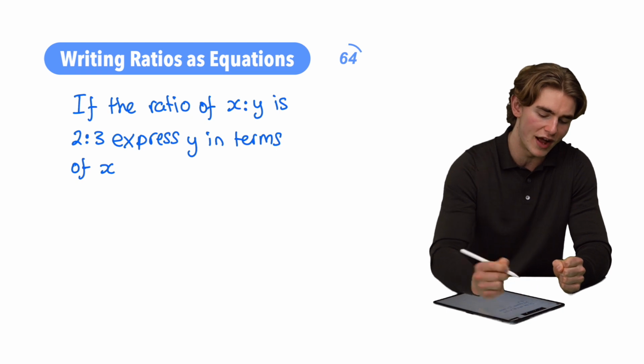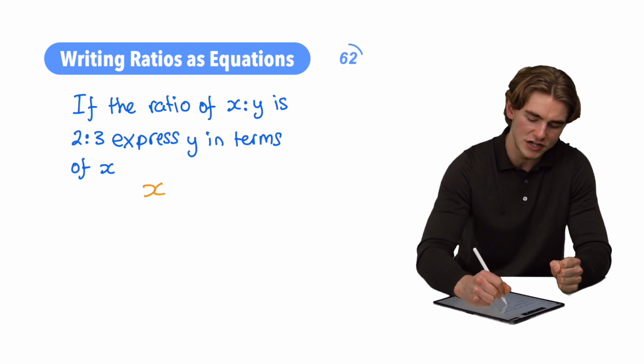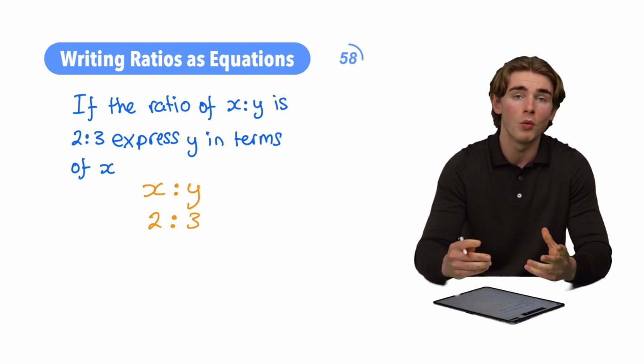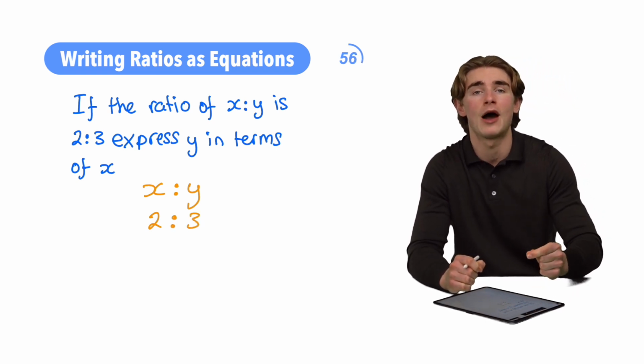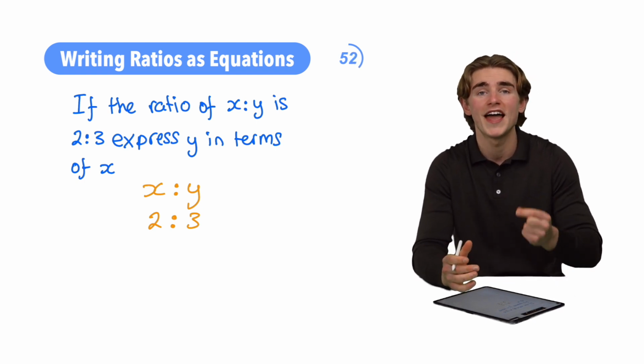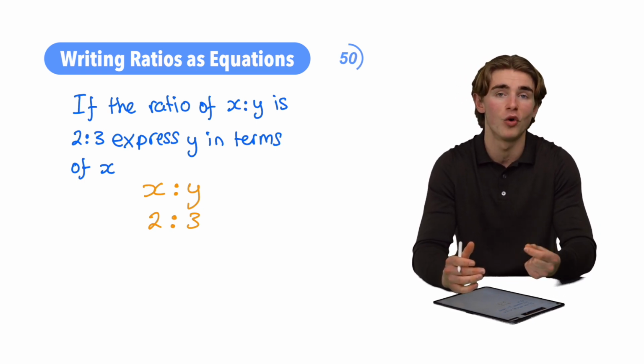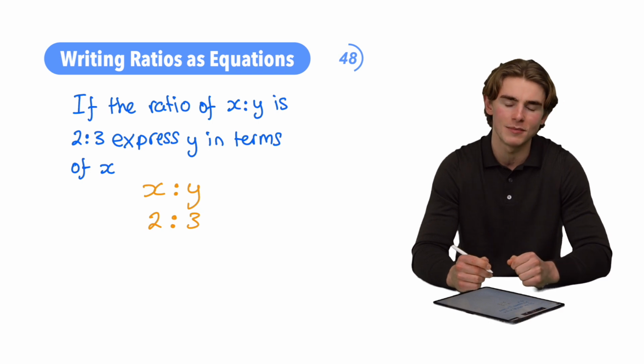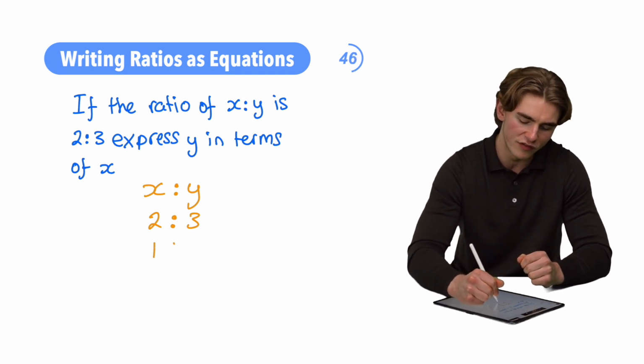We're going to firstly rewrite our ratio. So we have that our ratio of x to y is going to be 2 to 3. Now, what we're going to do is we're going to simplify our ratio, dividing both sides of our ratio by whatever we need to until we have a 1 for our x. Now, what do I actually mean by that? So we're going to have a 1 for our x.